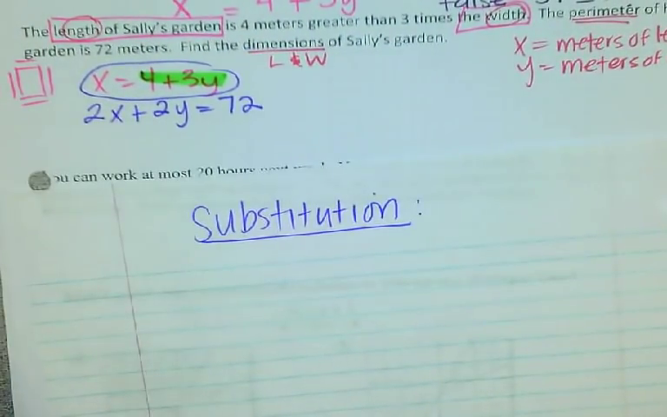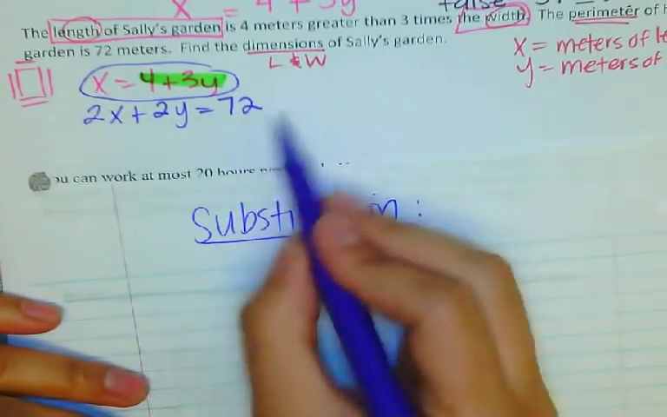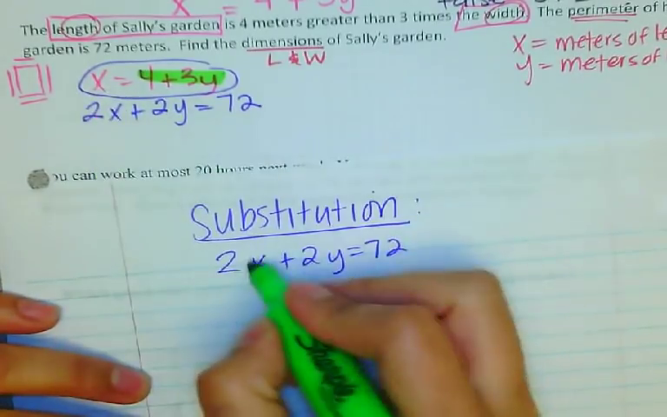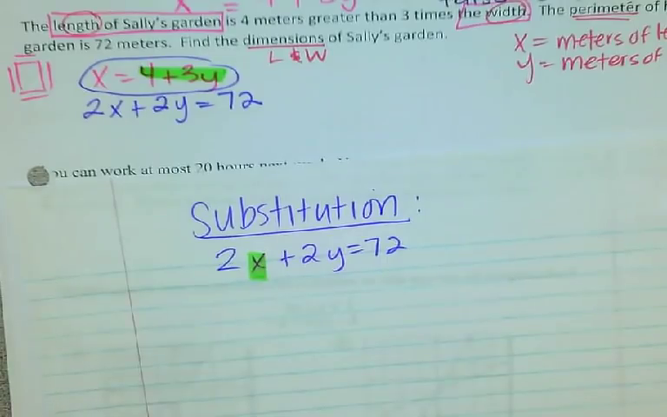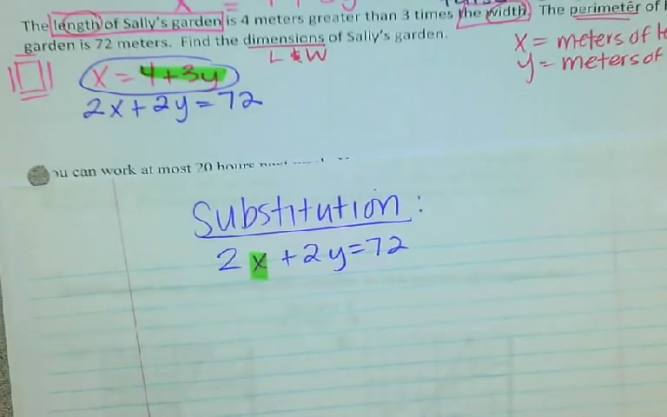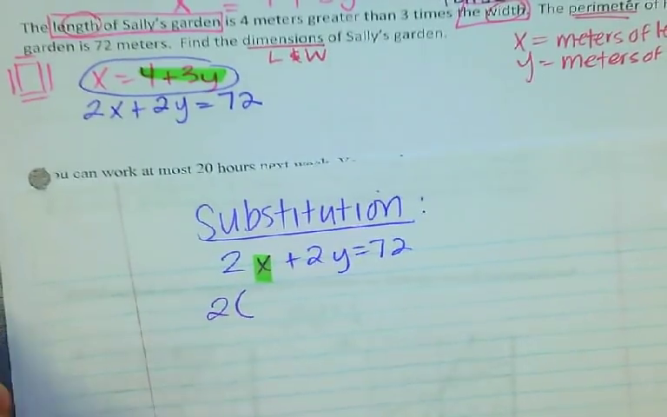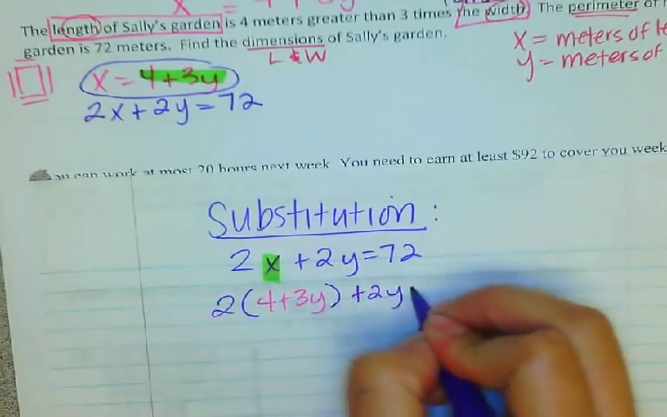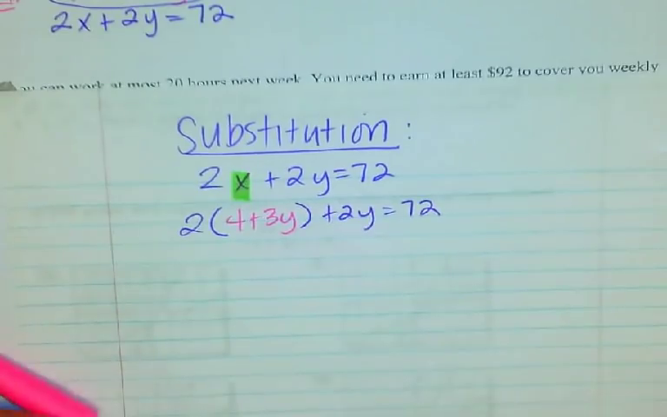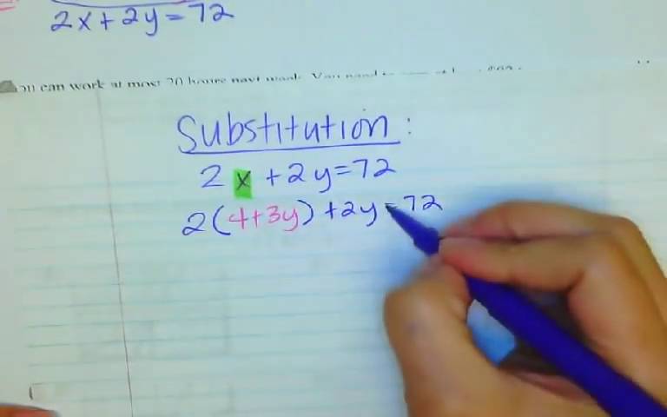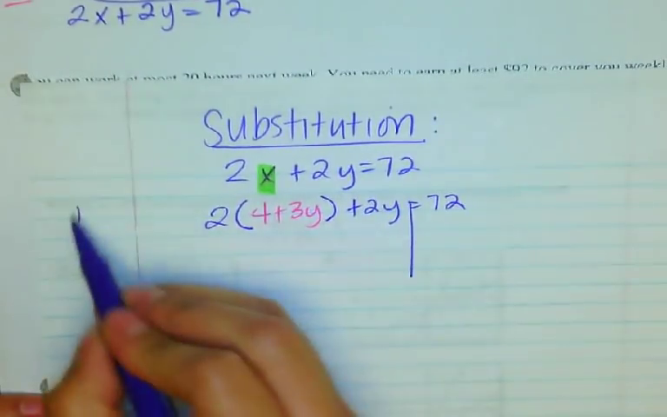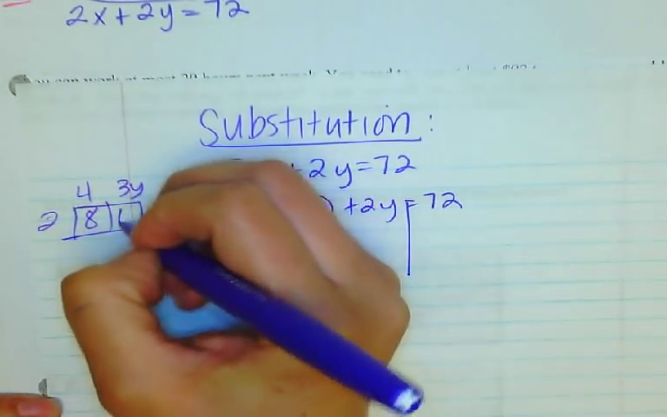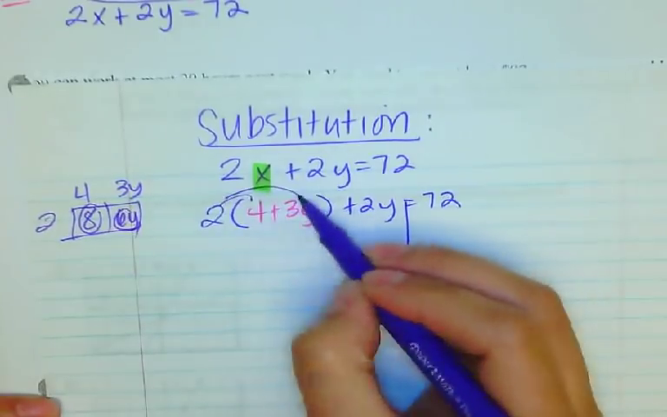If I know that x is 4 plus 3y, I can take the other equation, this one over here, and instead of x, I can substitute in the value of it. I already know that x will be 4 plus 3y. Now I have everything in terms of y, and I will solve now. First, I have to distribute. You can do it on the side on the box, or you can do it here really quick.